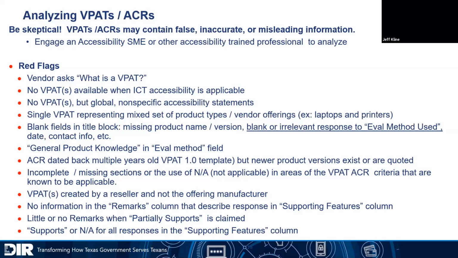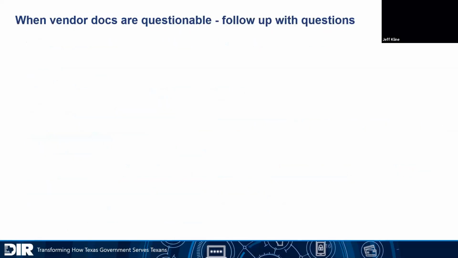No information in the remarks columns at all that describe the supporting features. Little or no remarks when partially supports is claimed. Supports or not applicable for all responses in the supporting features column. So that's a good idea of a lot of these red flags on VPATs. When these documents are questionable, follow up with questions, and these are perfectly legitimate to ask a vendor.